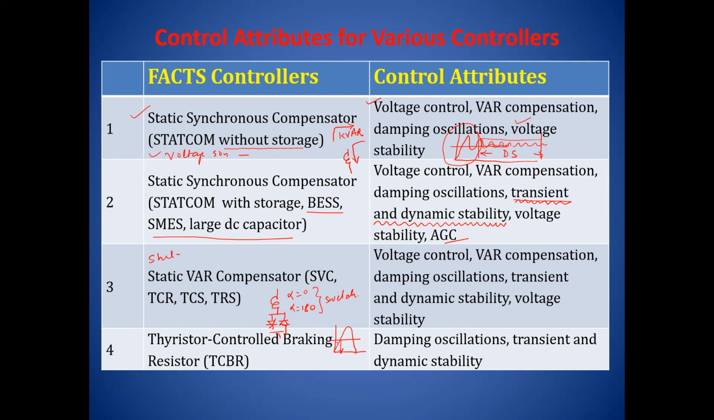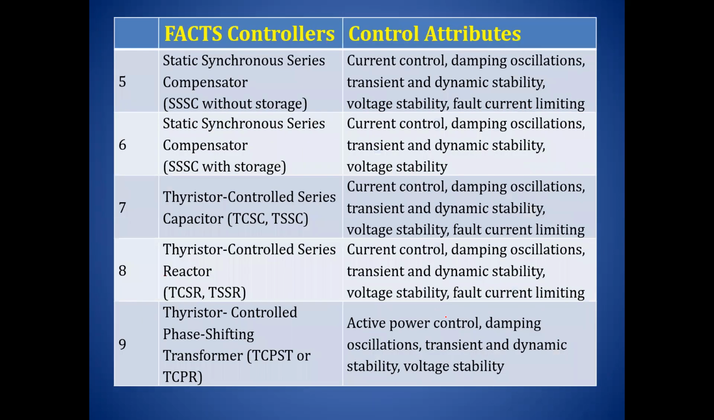in conjunction with, say, some circuit breaker and so on. We'll see it in detail, but it is used to improve the dynamic stability or dynamic oscillation, and transient stability of the system. So these are the different types of FACTS controllers and their attributes.